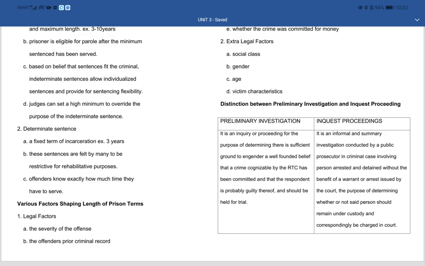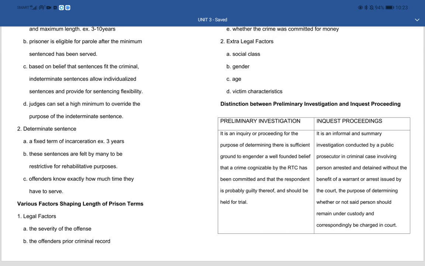Always remember, preliminary investigation must be done before court trial. It is not yet in court. It is still at the stage of the prosecution. Now, what is inquest proceeding? It is an informal and summary investigation conducted by a public prosecutor in a criminal case involving a person arrested and detained without the benefit of a warrant of arrest issued by the court. The purpose is determining whether or not said person should remain under custody and correspondingly be charged in court.